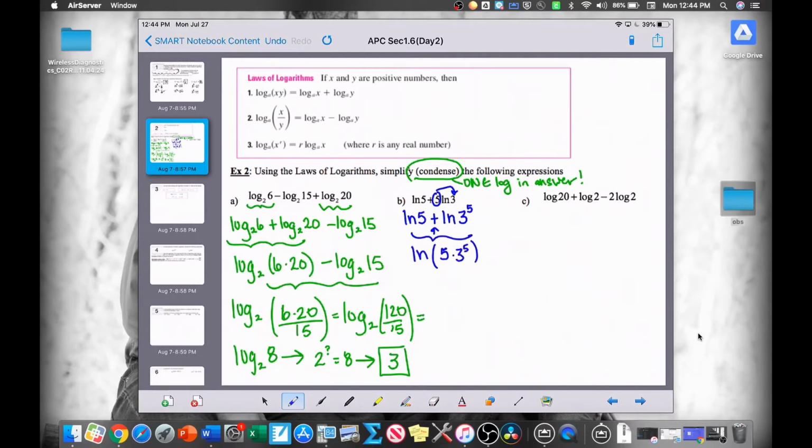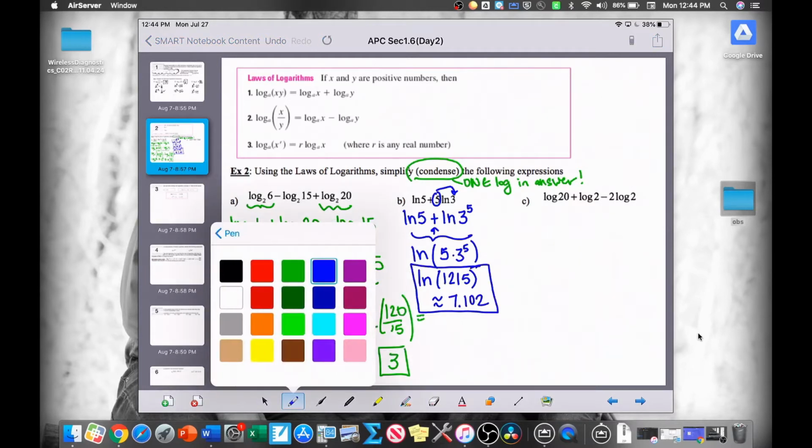And then I grab my calculator and I actually multiply 5 times 3 to the 5th power, which is 1,215. This would be an exact answer, natural log of 1,215. But if I wanted an approximate answer, now I could ask my calculator to compute that for me, and that is 7.102. And then finally, letter C.